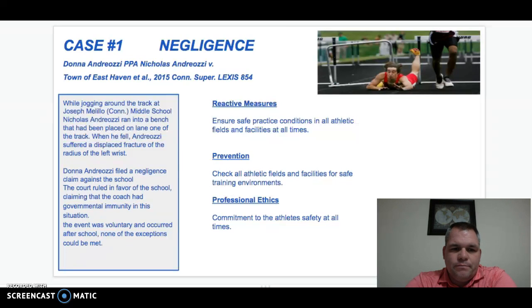Preventions I would put in place, naturally, are the coach's job: assistant coaches, whoever, check the facilities, check the fields, make sure everything's good. Same thing can happen with a heat injury. You have to make sure all the preventive measures are in place. Professional ethics, commitment to the athlete's safety at all times. As a coach, it is your job to make sure that your athletes are safe. Plain and simple. Yes, you want them to win, but you can't win without a team. You got to keep them safe.